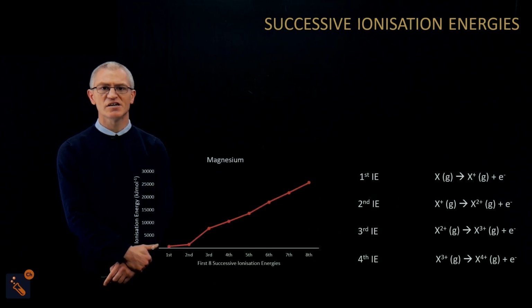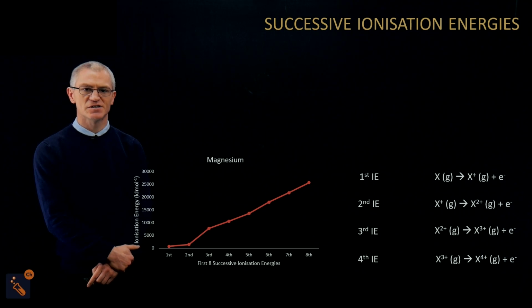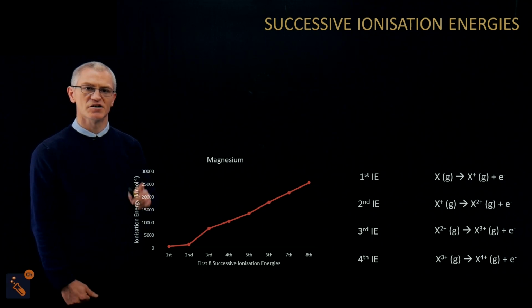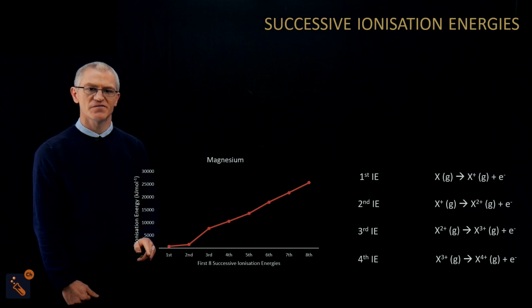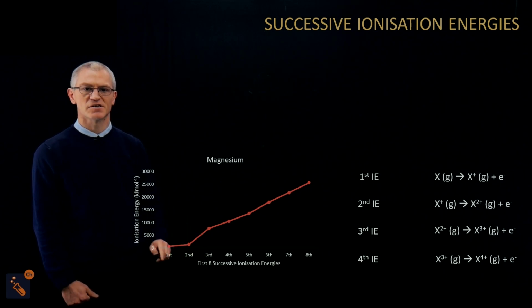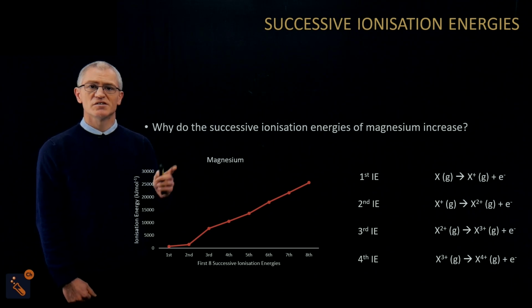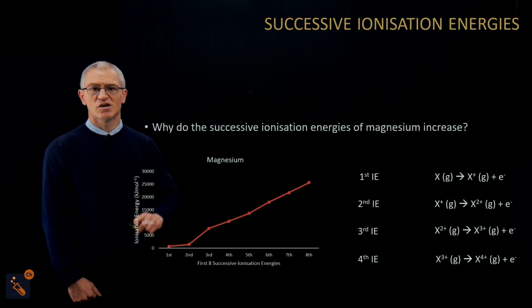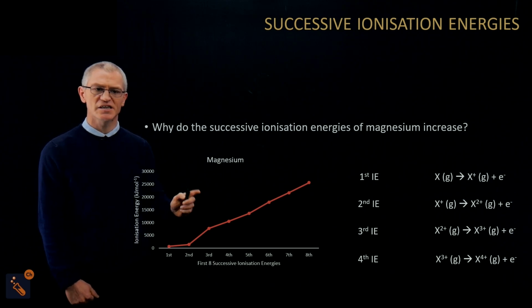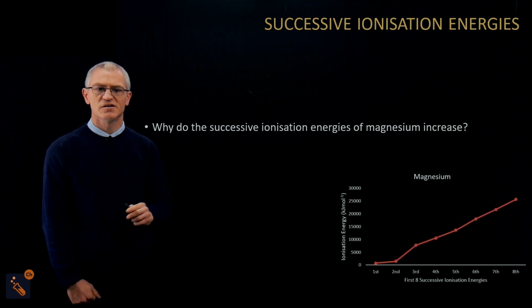So let's look at the style of questions you're going to get in your examinations. First of all, this is the ionization energy on the left, and this tells you which ionization energy it is. We've got first, second, third, fourth, fifth. And the question you'll get will be, why do the successive ionization energies of magnesium go up? That's your first one.